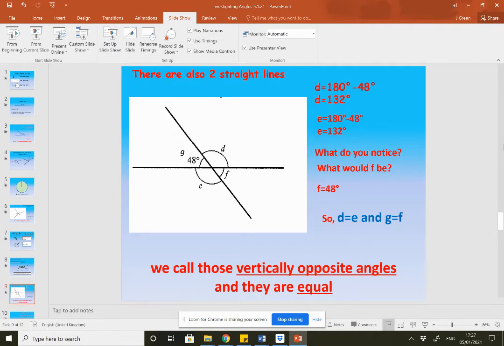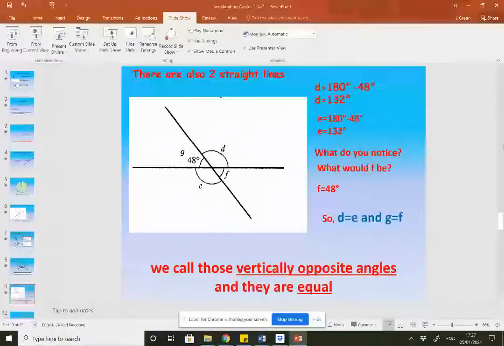We've got intersecting lines here. We've got G, which is 48. Miss Beresford, which other angle will also be 48? Could be the one that's opposite it, so F. Good. Well done, Miss Beresford. So F would also be 48.